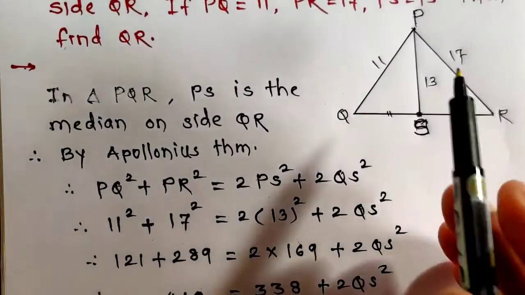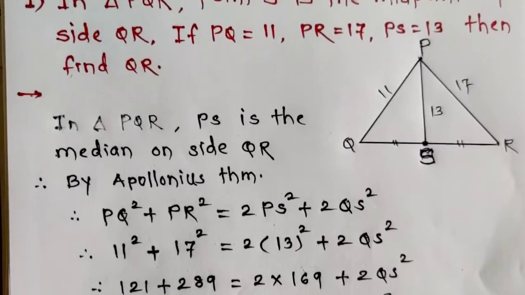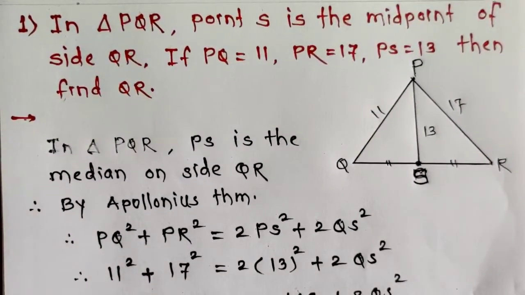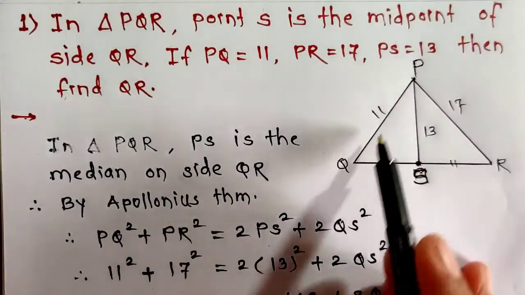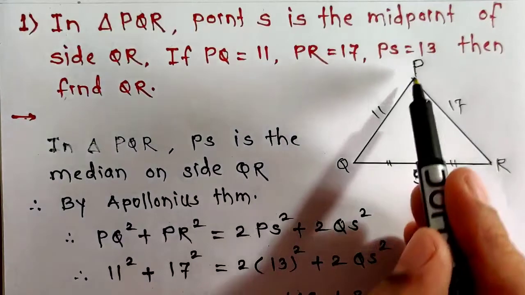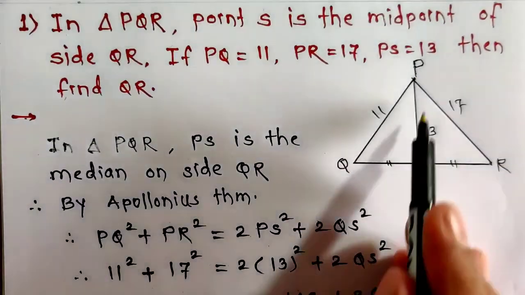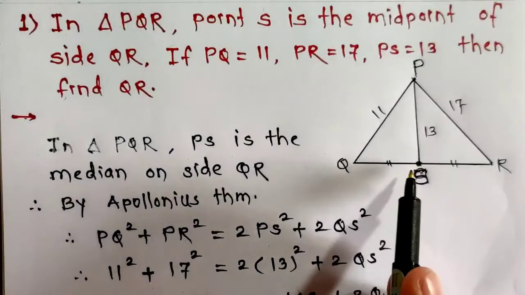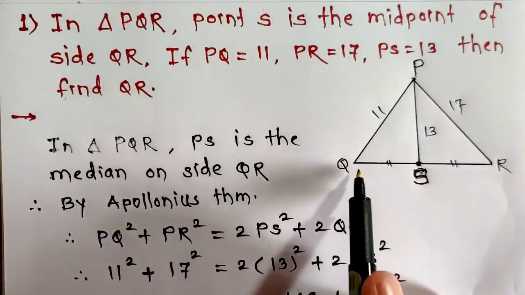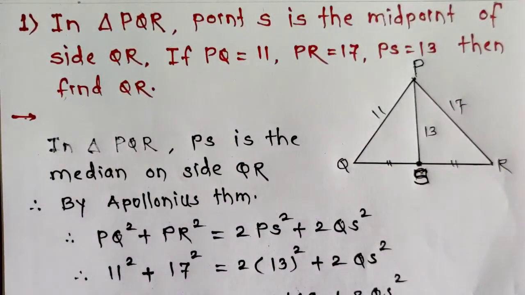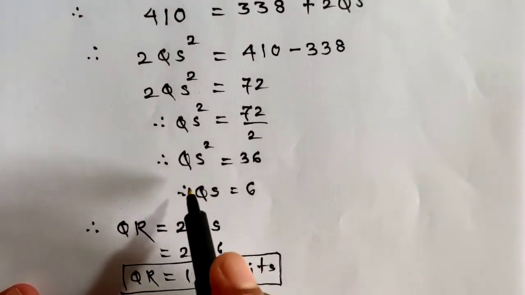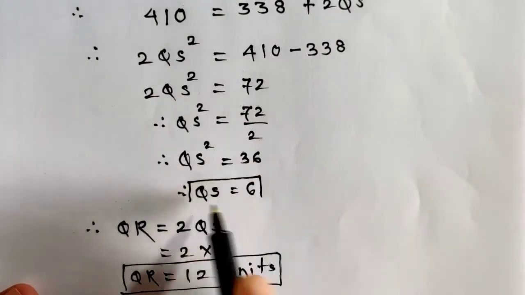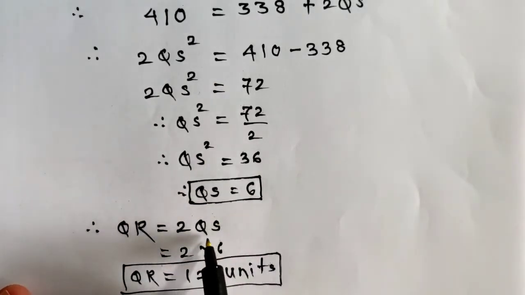So here in triangle PQR, this PS is the median. Whenever the median is given, we have to use that Apollonius theorem. So by Apollonius theorem, what we can write? The sum of the squares of remaining two sides means PQ square plus PR square is equal to 2 into median square plus 2 into half QR square. Half QR means either QS or SR. Now substitute the values and simplify. After simplification, we get QS is equal to 6. But QS is half QR. Therefore, this QR is equal to 2QS.